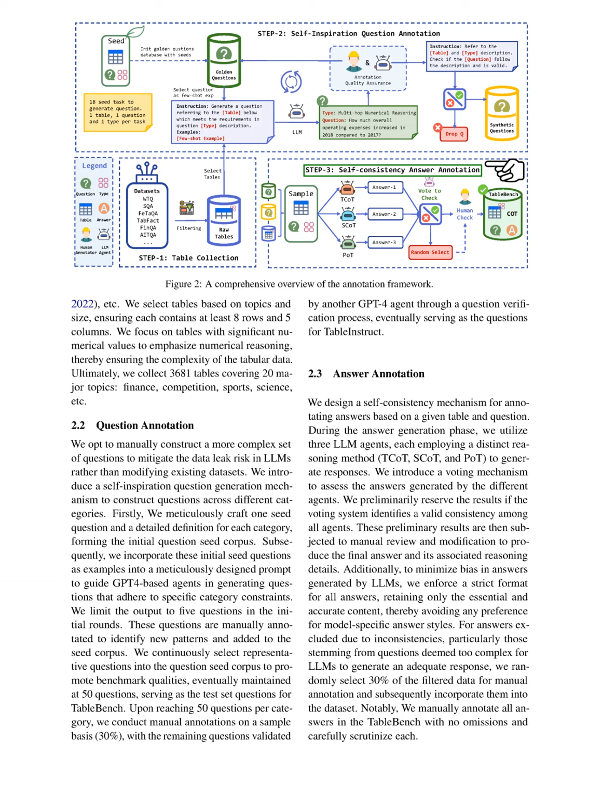To reduce bias in the answers generated by LLMs, we enforce a strict format, ensuring only essential and accurate content is included, avoiding any model-specific styles. For answers excluded due to inconsistencies, especially those from overly complex questions, we randomly select 30% of the filtered responses for manual annotation and add them to the dataset. Importantly, we manually annotate all answers in TableBench without omissions and scrutinize each one carefully.